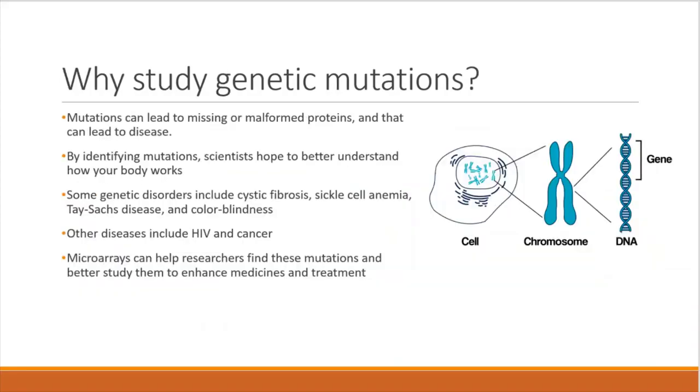So why would we want to study these? Mutations can lead to missing or malformed proteins as well, not just to good things, but can also cause bad things that lead to disease. By identifying the mutation, scientists hope to better understand how the human body works. It also helps them understand what is happening when it doesn't work properly. Some genetic disorders like cystic fibrosis, sickle cell anemia, Tay-Sachs disease, and color blindness are caused by one single mutation of a gene. Other diseases include HIV and cancer, which involve multiple gene mutations. So microarrays are really awesome because they can help researchers find these mutations and better study them to enhance the way we treat all these diseases and enhance the medicines we need to treat them.